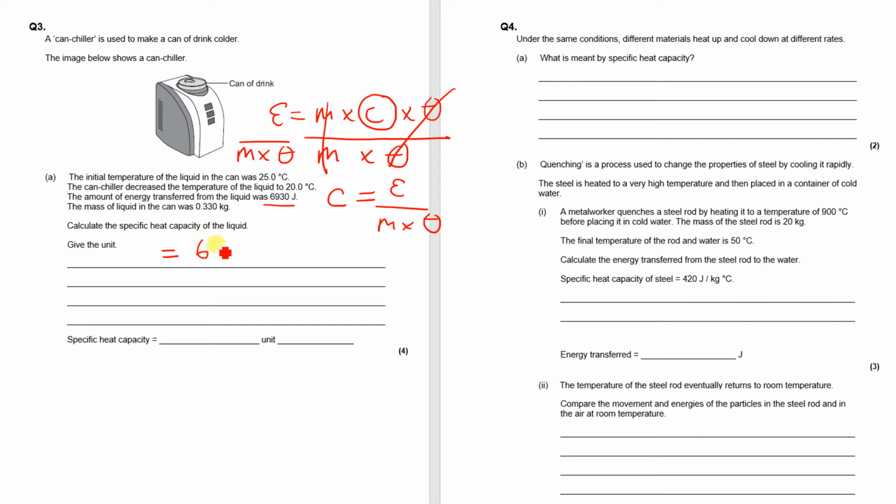So 6930 divided by our mass, which is 0.33, and we're going to multiply that by the temperature change. It says the initial temperature of the liquid in the can was 25 degrees. The can chiller decreased the temperature of the liquid to 20. So that's 25 minus 20, which gives us a temperature change of 5. Okay, so we need to multiply that together.